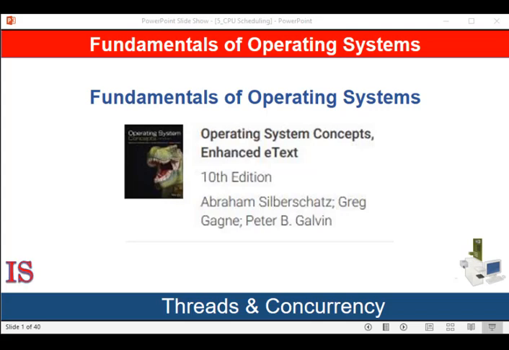In the last lesson, we examined the round-robin CPU scheduling algorithm and began our investigation of the time quantum. We're going to pick up where we left off and continue our exploration of the time quantum.